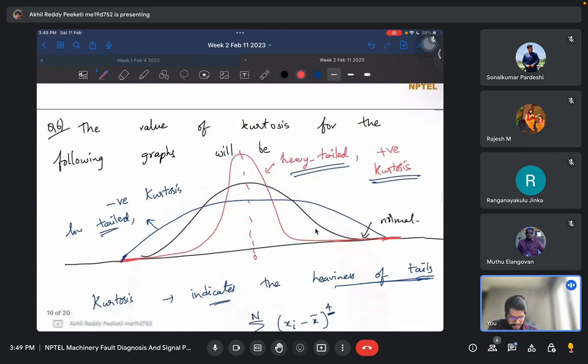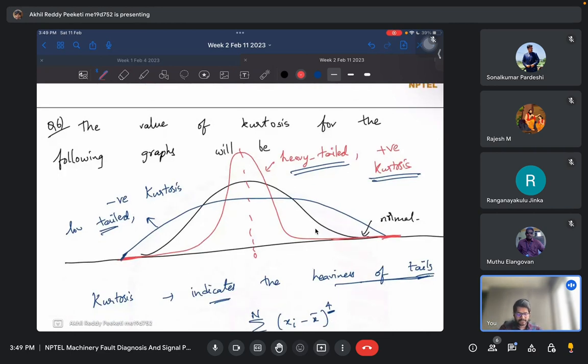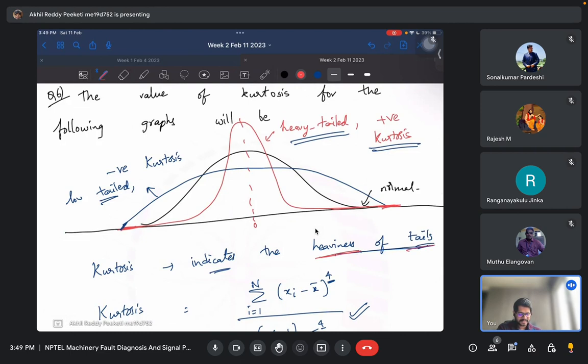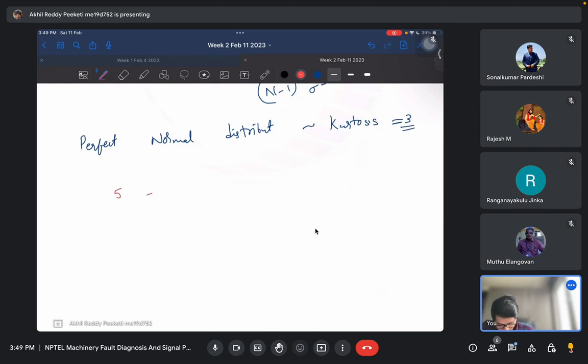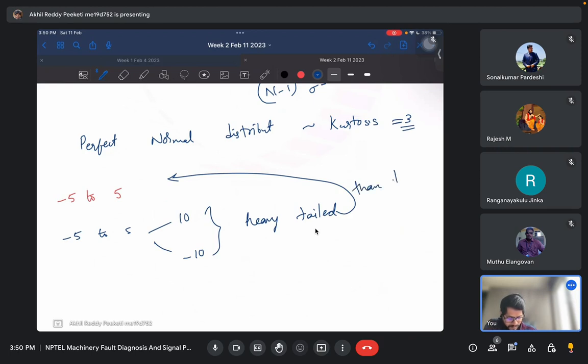Similarly, you have one more term which is called the kurtosis. Kurtosis tells you how heavy the tails are. That means, let's say all of your data is present between 5 and minus 5 for case 1. In case 2, it is between minus 5 and 5, but there are some points at 10 and some points at minus 10. So this is heavy tailed, because at the endings there are some more data points than in case 1.